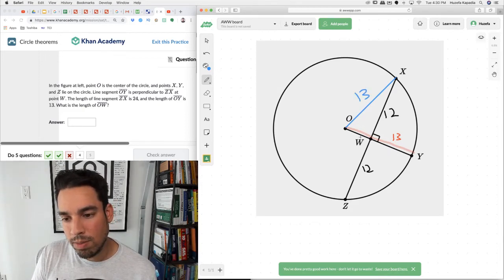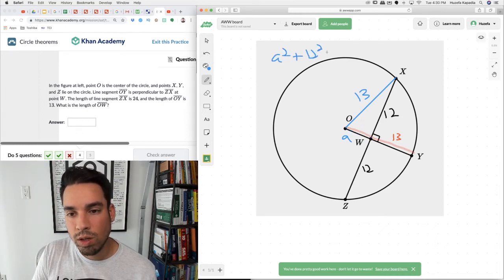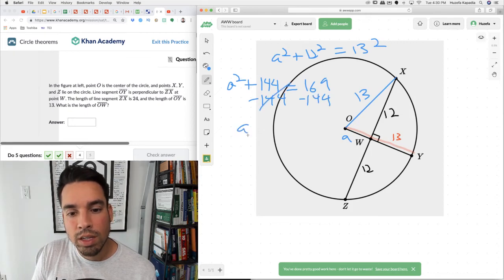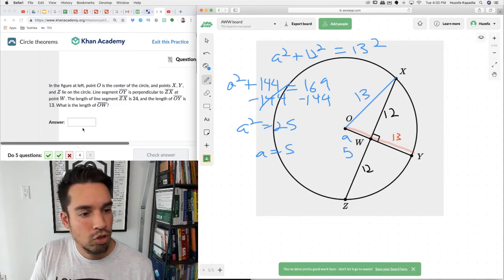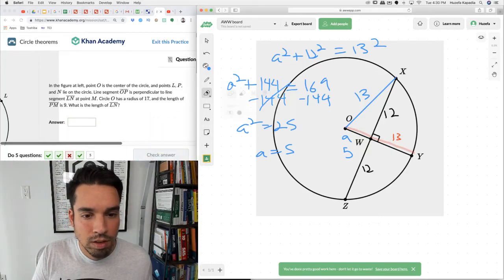Now we can do the Pythagorean theorem, and it's actually a Pythagorean triple, but let's just call this length a, since there's an x in here. So now we've got a squared plus 12 squared equals 13 squared. A squared plus 144 equals 169. Subtract 144. A squared equals 25. A equals 5. That's a 5, 12, 13 triple, and that's OW. Okay, next.